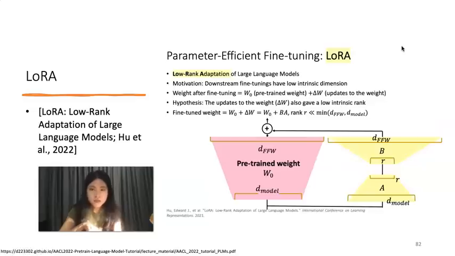As I said, the motivation for LoRa is that downstream fine-tunings can have lower intrinsic dimension than your pre-trained weight. The weight after fine-tuning, W, will be W0 plus the updates to the weight. We just use this B and A to replace the delta W, where the rank R of B and A is much smaller than the minimum of d_FFW and d_model. After that, our fine-tuned weight equals W0 plus BA.